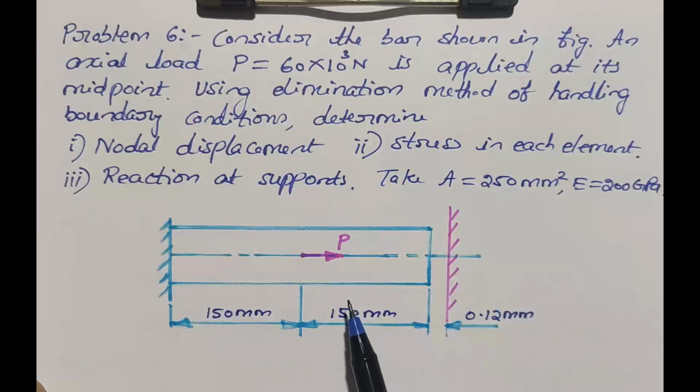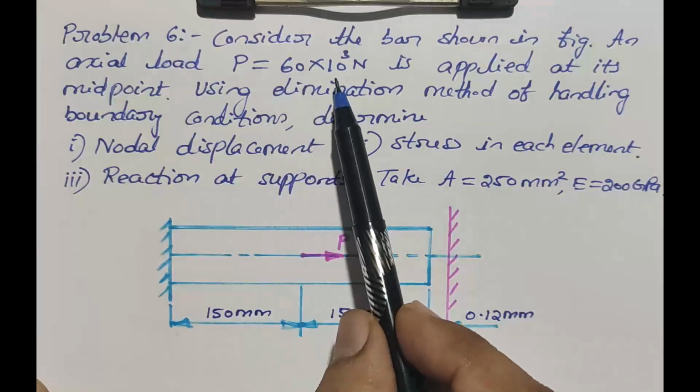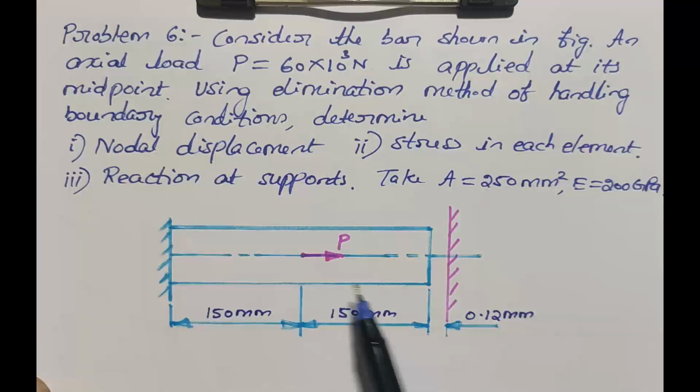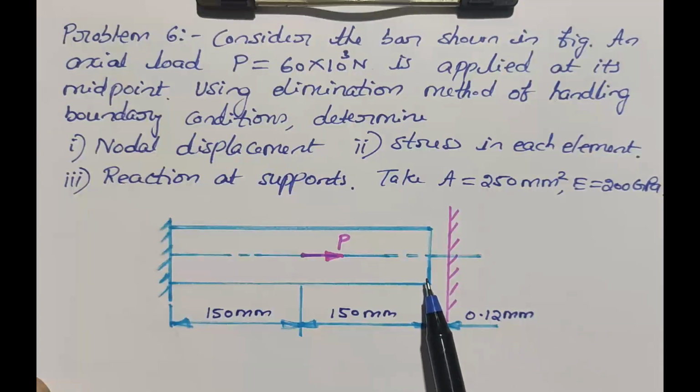This is the figure given. It's a uniform bar of length 300 mm. One end of the bar is fixed and there is a load P, that is 60 kN, acting at the center of this bar. See the free end of the bar. Here there is a support at a distance of 0.12 mm from the free end of this bar.